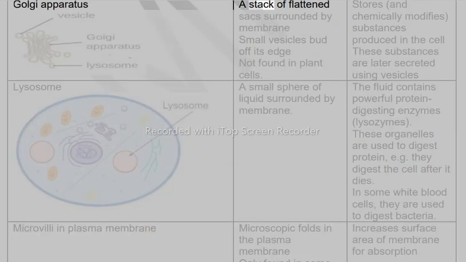Golgi apparatus. A stack of flattened sacs surrounded by membrane. Small vesicles bud off its edge. Not found in plant cells. Stores, and chemically modifies, substances produced in the cell. These substances are later secreted using vesicles.